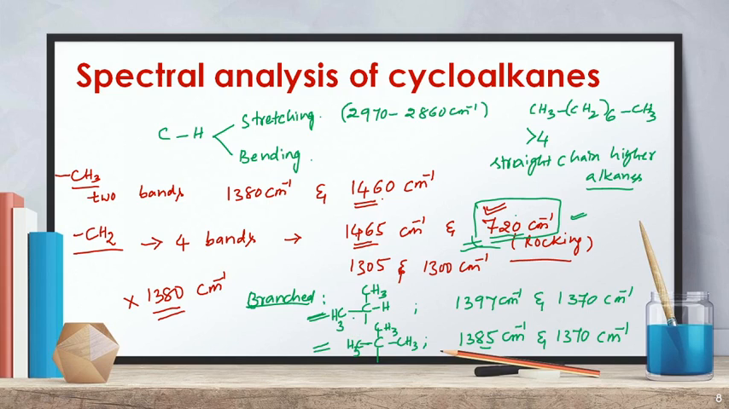If the alkane is a branched one, these are the identifications. Is it an isopropyl unit or does it have a tertiary butyl group? The peaks at 1397 and 1370 give the information that an isopropyl unit is present, while the other pair of peaks gives clarity that a tertiary butyl group is present in our compound. So this is the detailed information about the analysis of alkanes. I think it is a mistake that it says cycloalkane, it is just alkane.